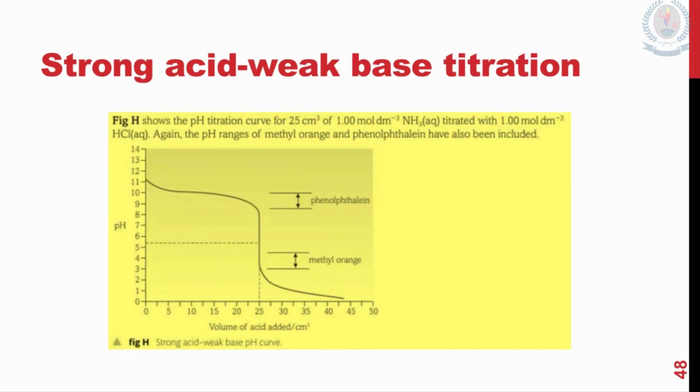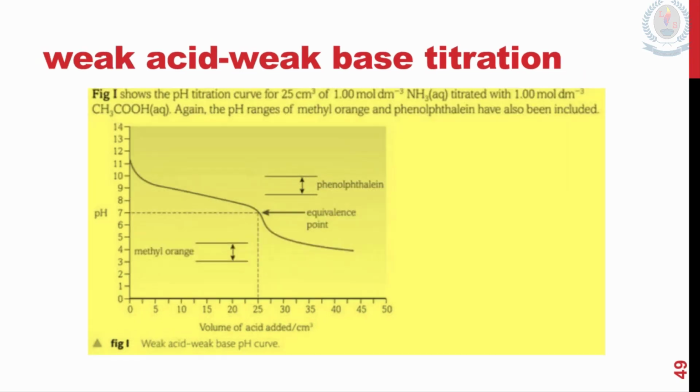This is a titration curve of a strong acid, weak base titration. And finally this is the titration curve of a weak acid and weak base titration. You can use both phenolphthalein and methyl orange as indicators.